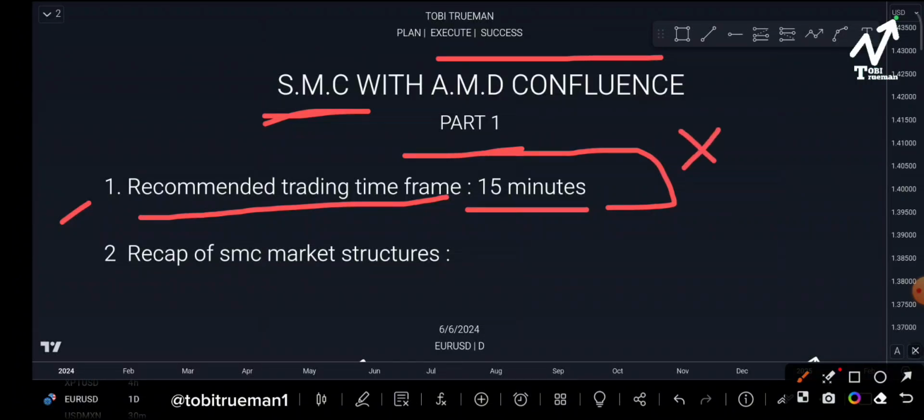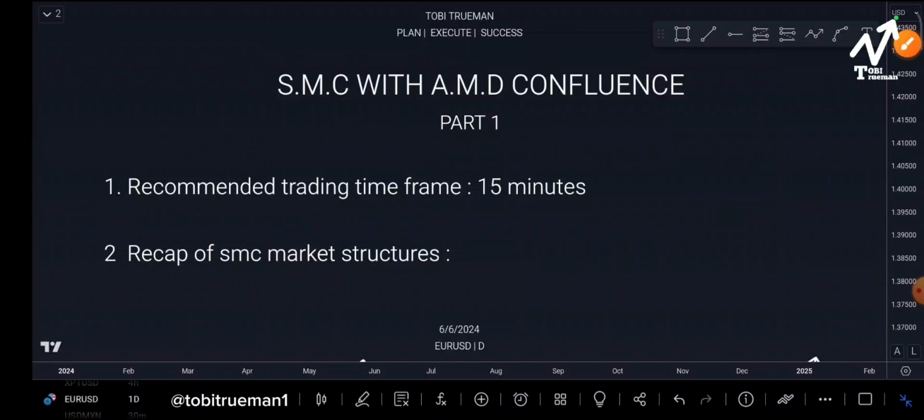15 minutes time frame. Okay, that's what we're using. Then if you can do your own backtesting and check your result out, and you see that 5 minutes can work very well for you, you can also stick with 5 minutes. But for this strategy, we'll be using 15 minutes as our time frame to map out the market structure, and then use AMD confluence for our entry.